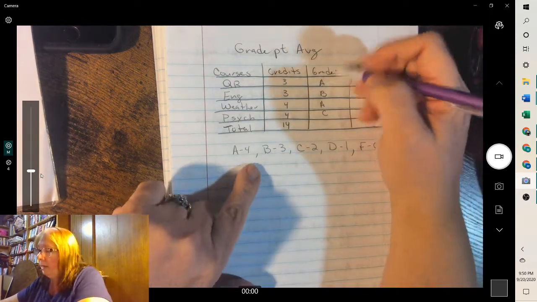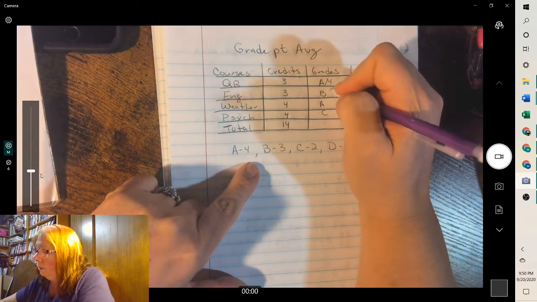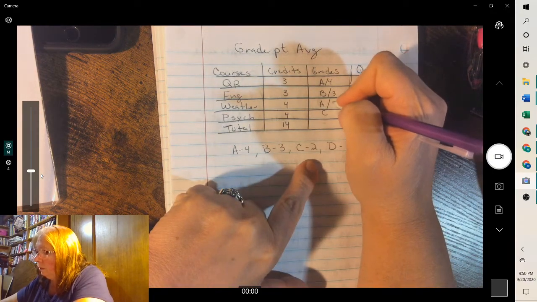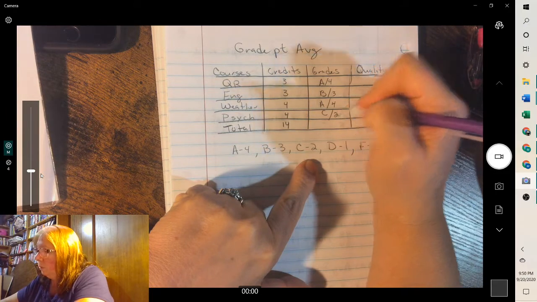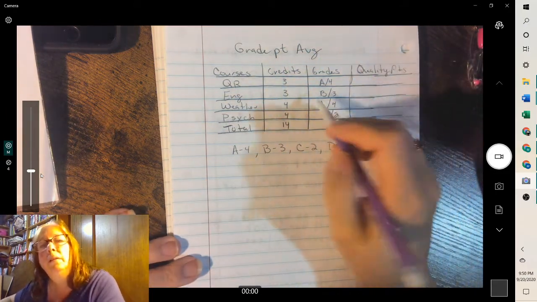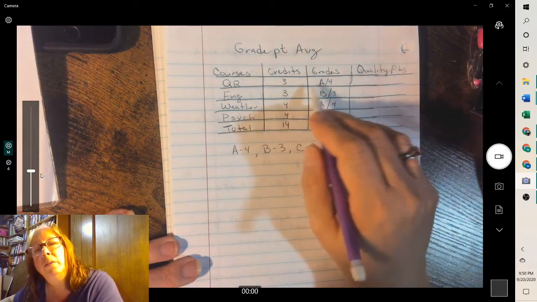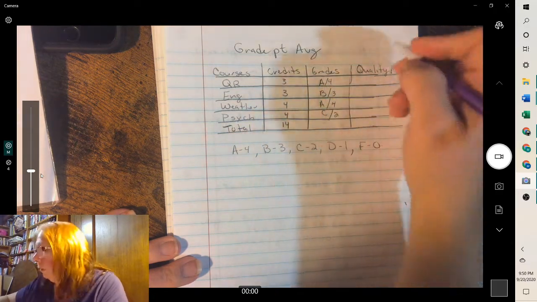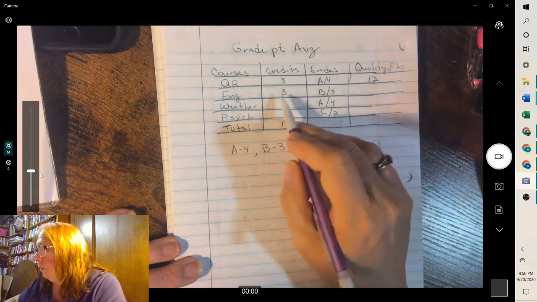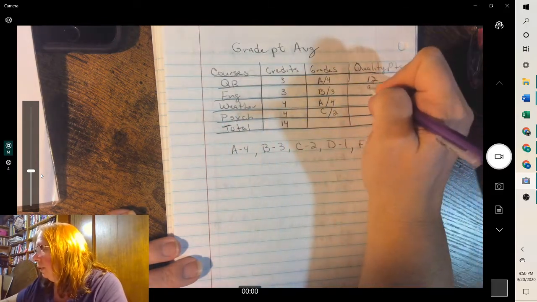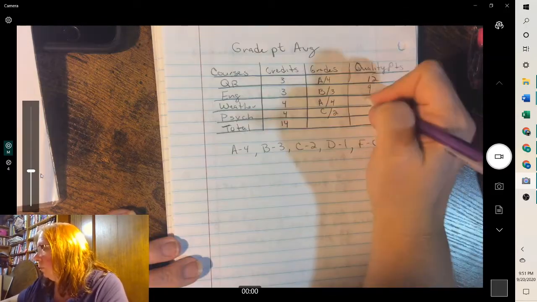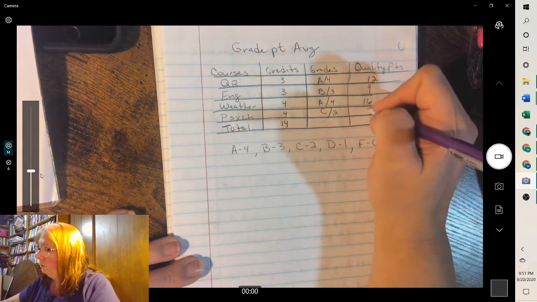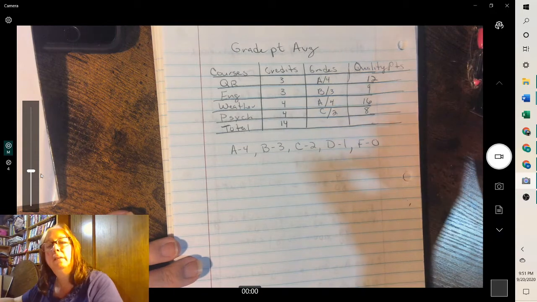So this A is worth 4 points each. The B is worth 3. C, this is another A, 4, and the C is worth 2. So each of these 3 credits is worth 4 each. You multiply. 3 times 4 is 12. 3 times 3 is 9. 4 times 4 is 16. 4 times 2, 8.